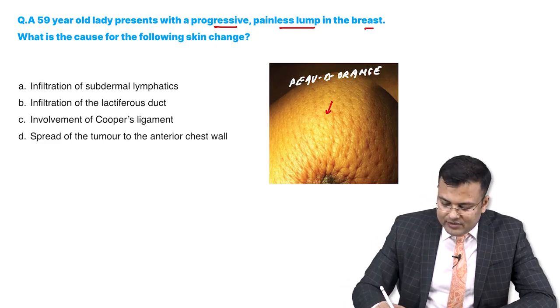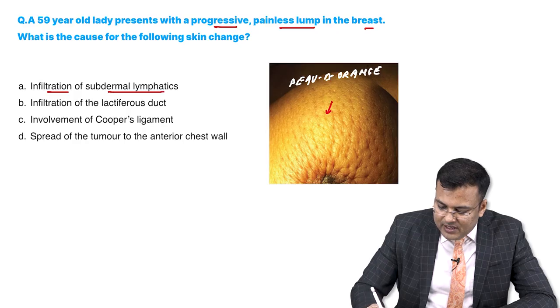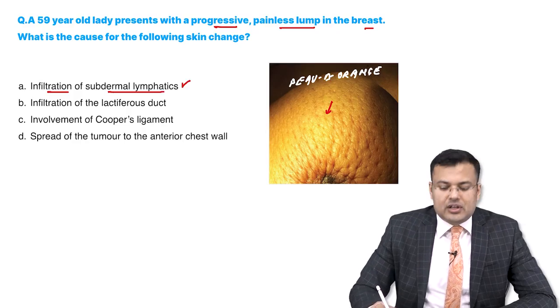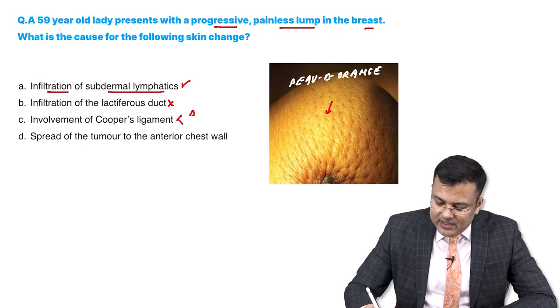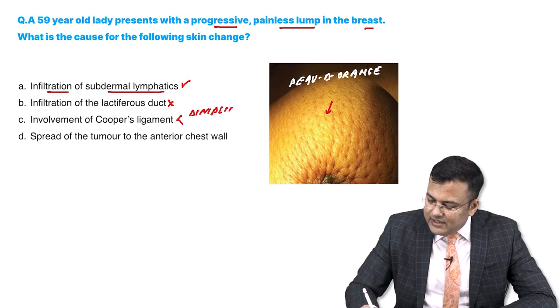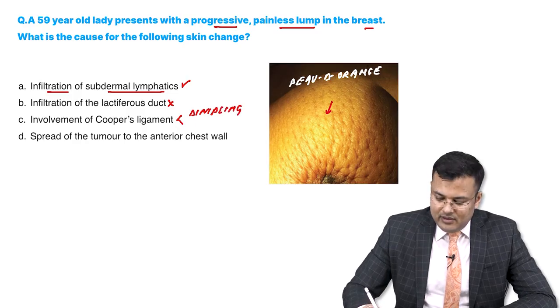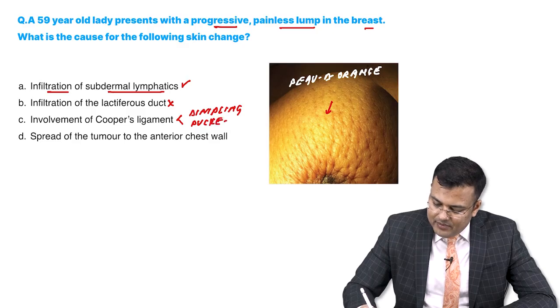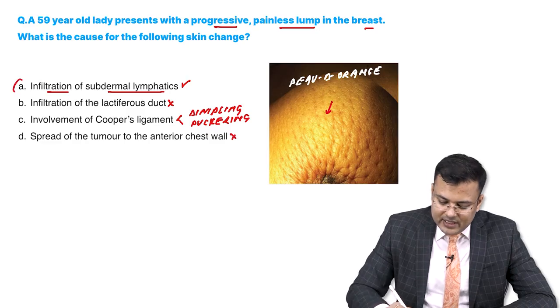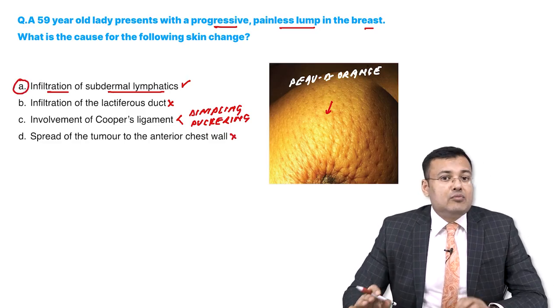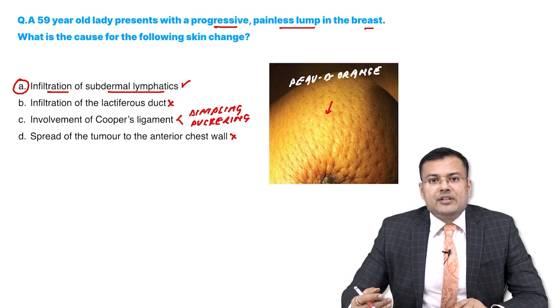So what's the cause here? Can you see? Infiltration of subdermal lymphatics. Correct? Infiltration of duct. Incorrect. Involvement of ligament of Cooper is seen in dimpling and puckering. Spread of tumor to anterior chest wall, no. So correct answer is A. This kind of question is asked almost every year related to peau d'orange.